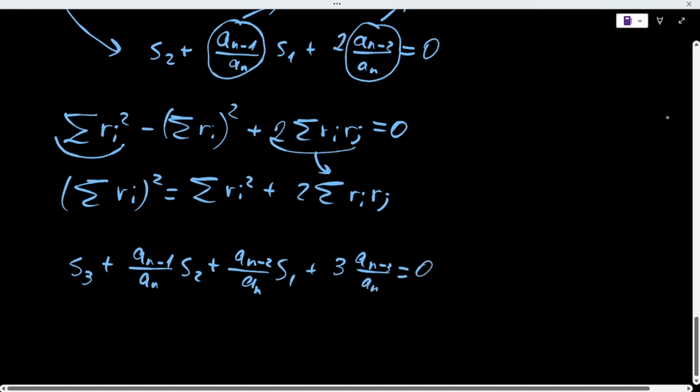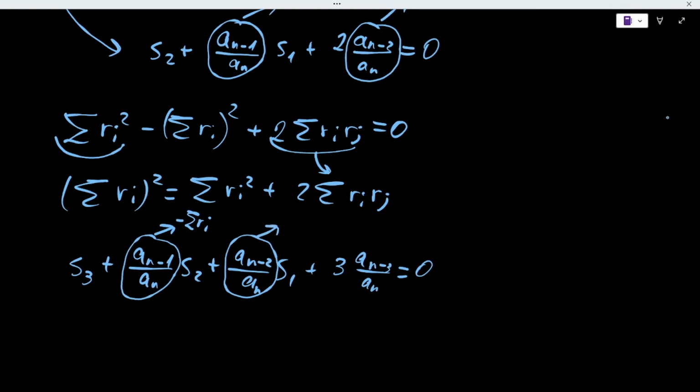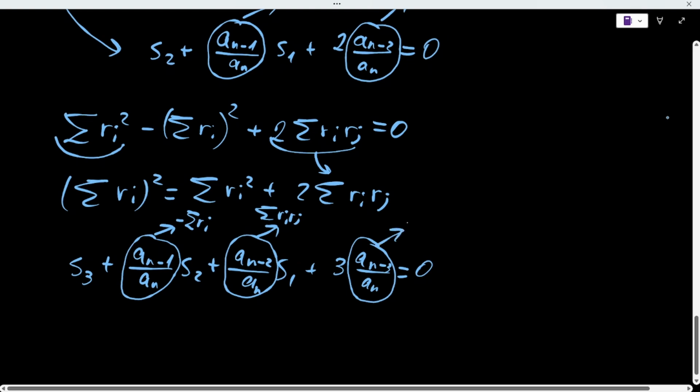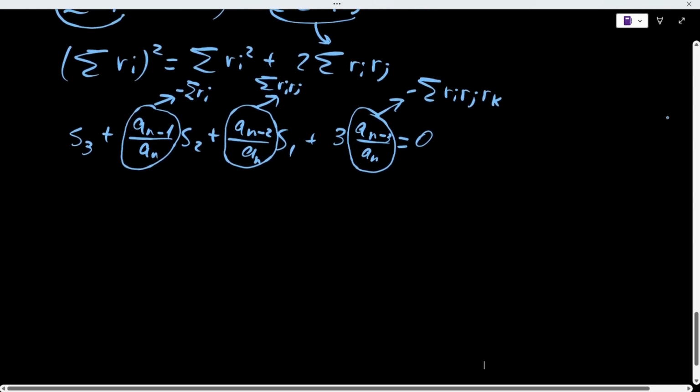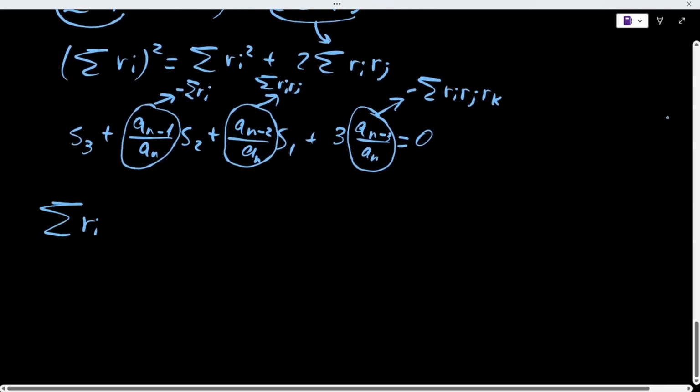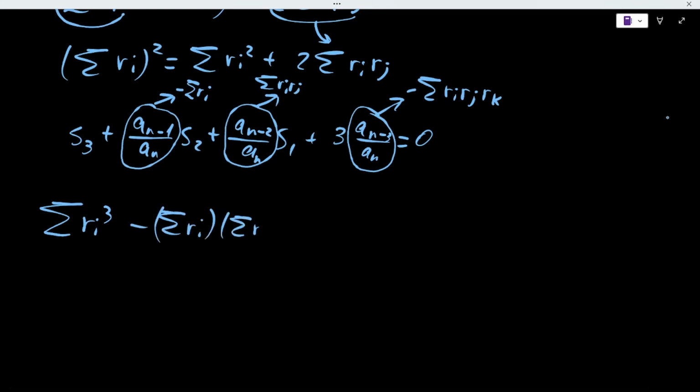Once again, we will substitute this one as the negative sum of the roots. This one is the positive sum of the pairs, Rij. And the last one will be substituted as the negative sum of the products of triples, Ri, Rj, Rk. So we will get the sum of the cubes minus the sum of the Ri times the sum of the squares of Ri, plus the sum of the products Ri times Rj times the sum of the roots, minus 3 times the sum of the products Ri, Rj, Rk, where all of them are different.